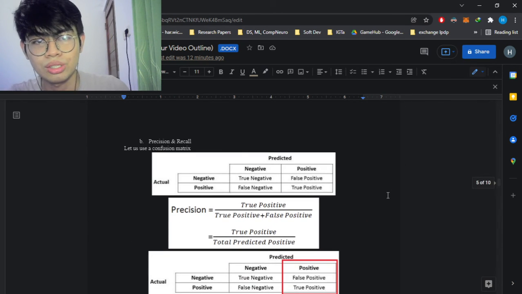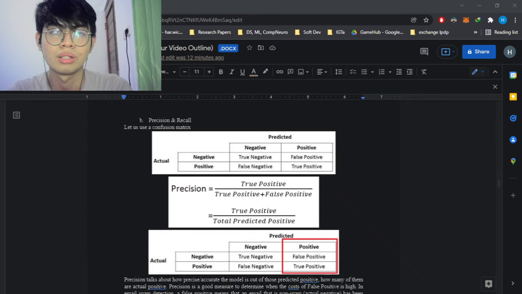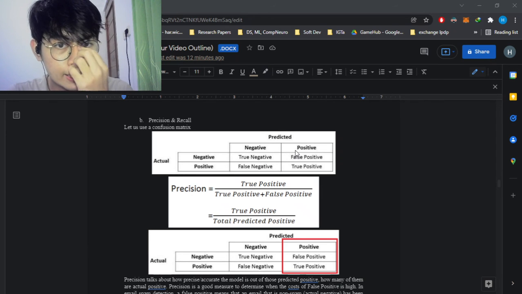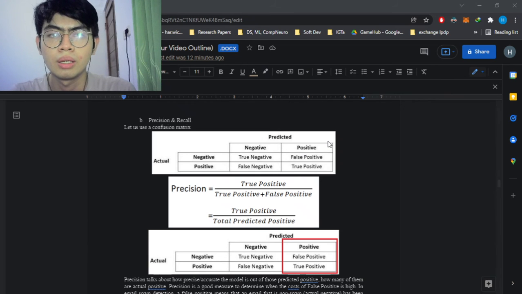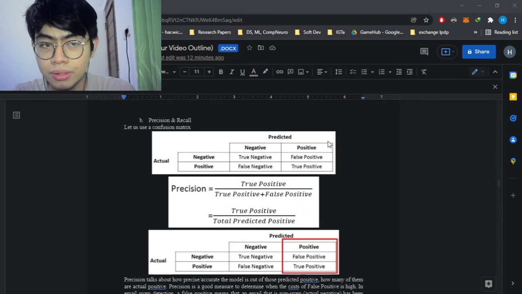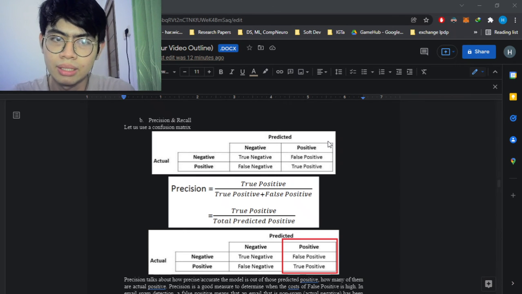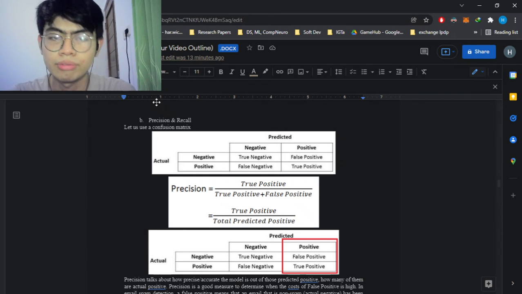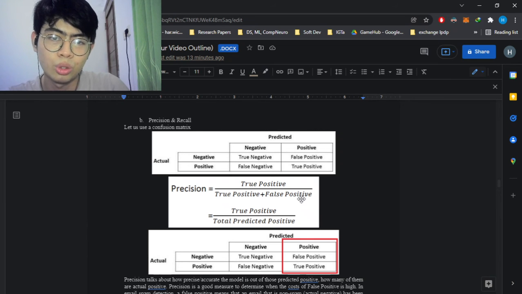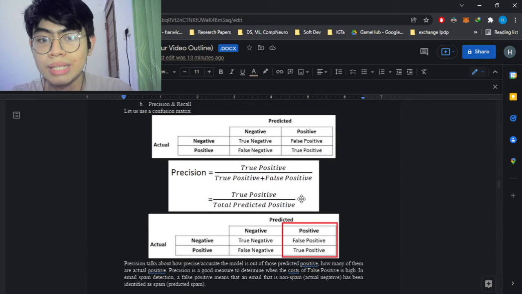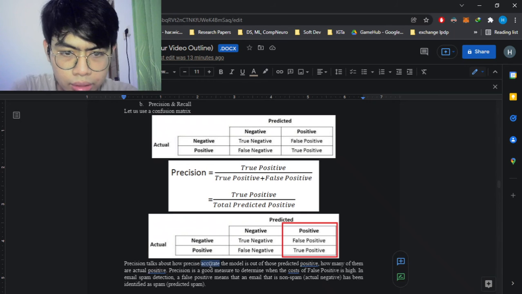So with that, let's try to define precision. Precision is essentially the proportion of predicted positives that are truly positive. For example, using the confusion matrix right here, we have the true positive here and the total predicted positive, which is true positive and false positive. So it talks about how precise. Wait, no, it's not accurate here, so that's wrong.